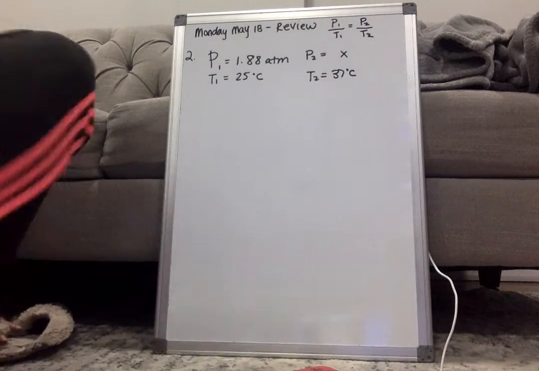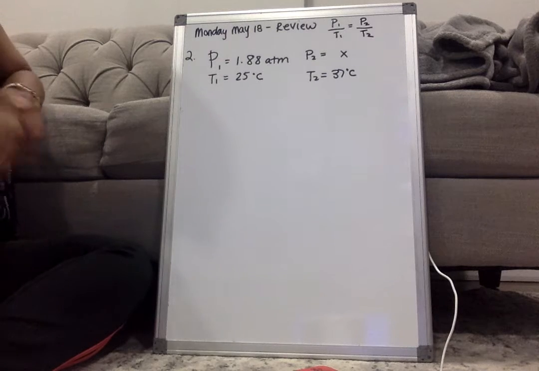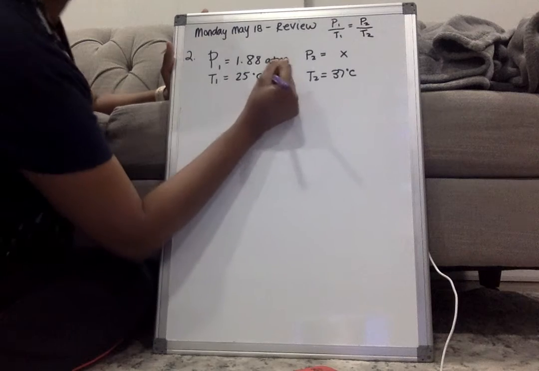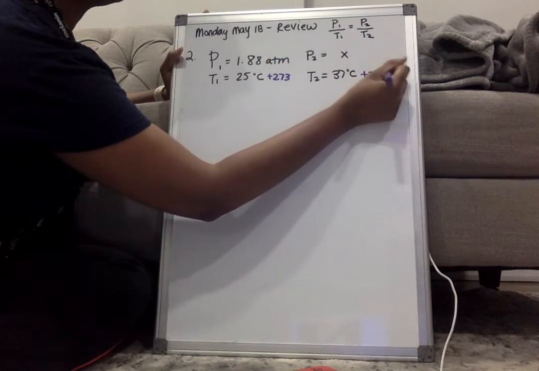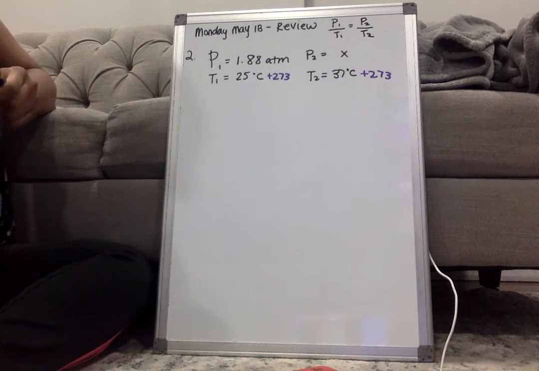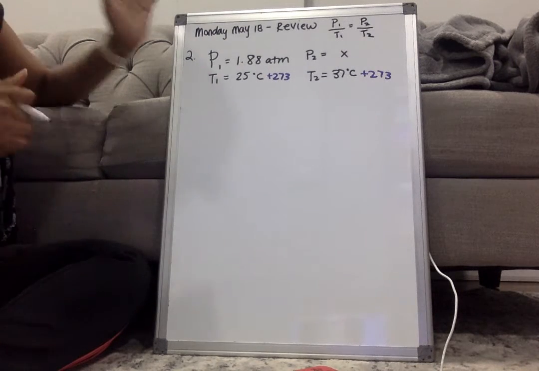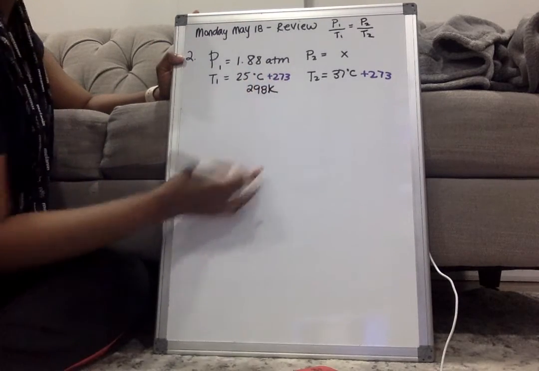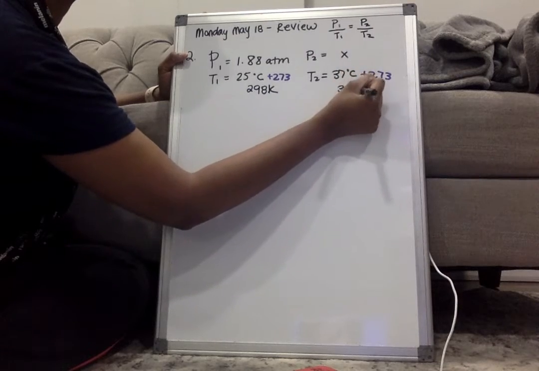Remember, temperature must be in Kelvin. Let me use a different color. In order for me to convert into Kelvin, I must add 273. So now that new temperature for T1 is going to be 298 Kelvin, and then T2 is going to be 310 Kelvin.